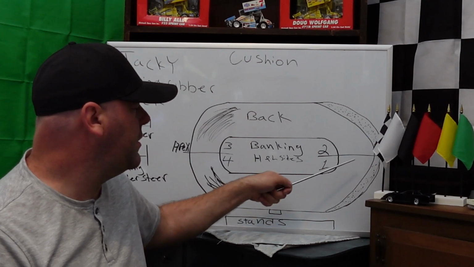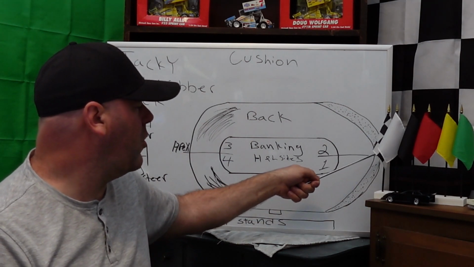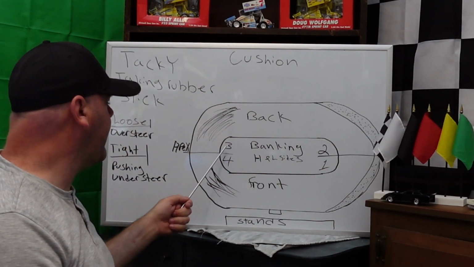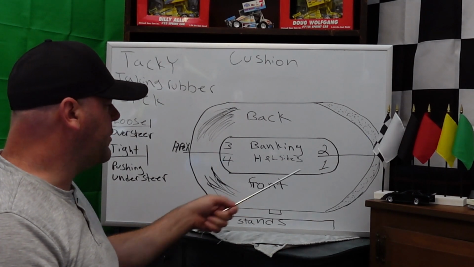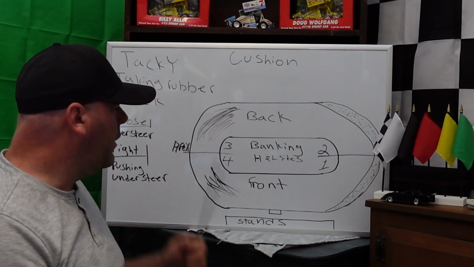So the entrance to the apex is turn 1. From the center of the corner to the exit is turn 2. And it's the same with 3 and 4. You know, so 1, 2, 3, 4.